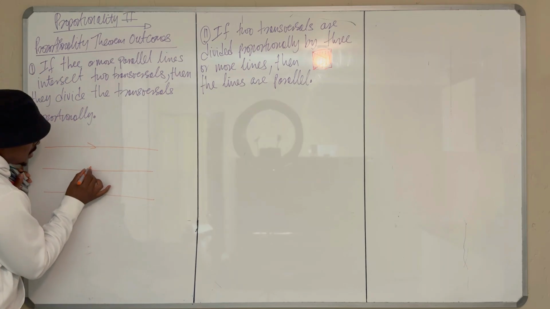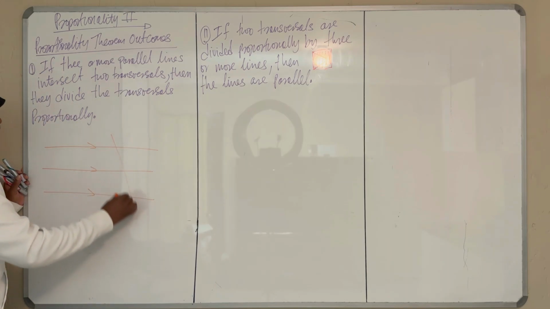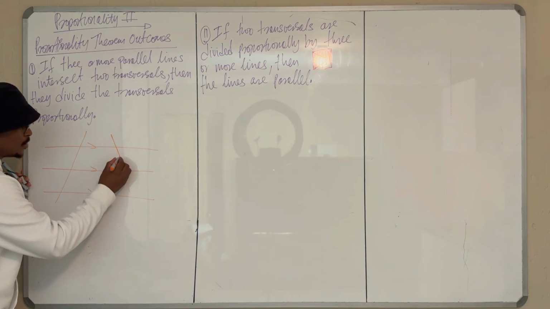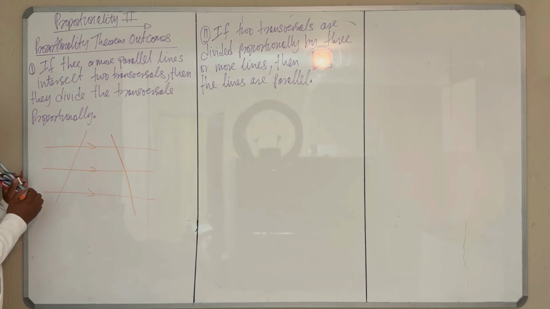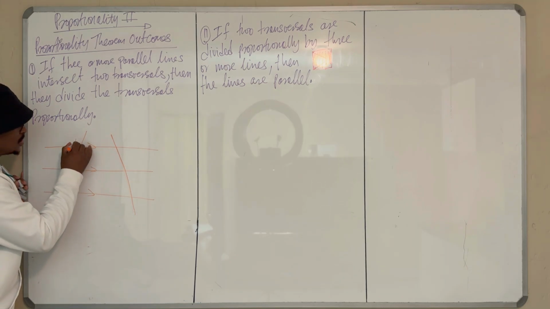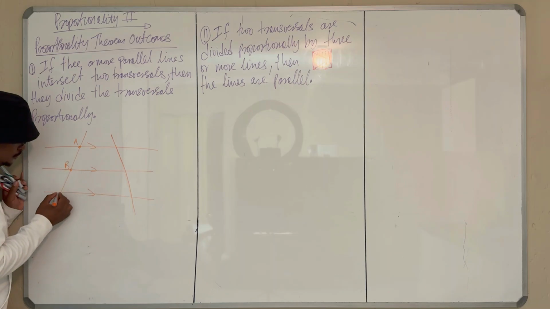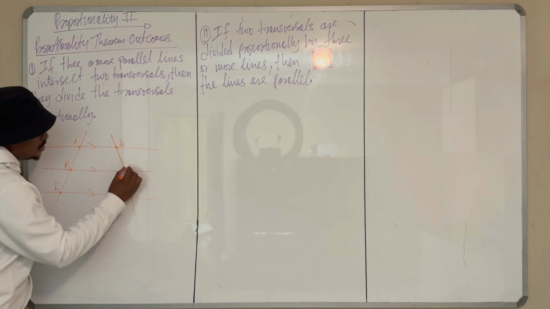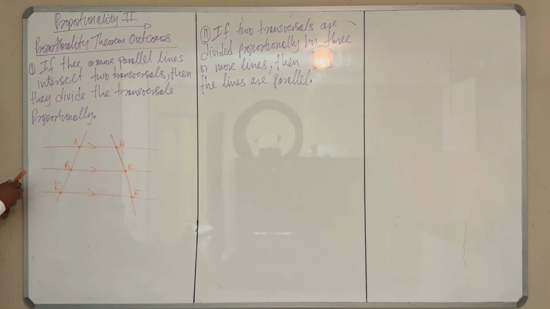So let's say all these lines are parallel, and they intersect some transversals, this transversal and that one over there. If these 3 lines are parallel and they intersect these transversals, they will divide them proportionally. So say this is A, B, C, and D, E, and F. These parallel lines will divide these transversals at equal ratios.